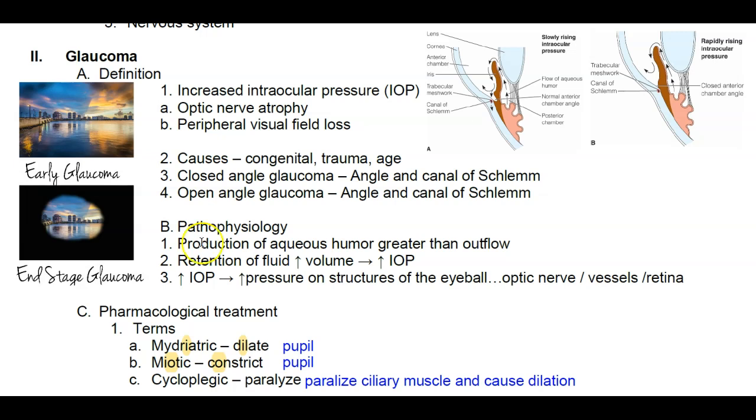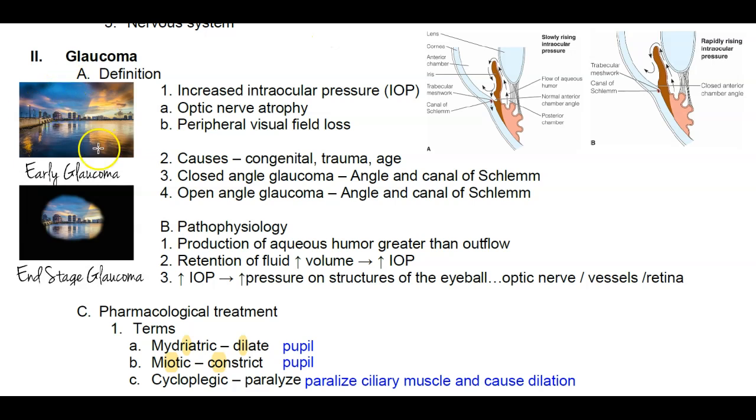So let's talk about glaucoma. Glaucoma is a disease process that affects vision. So how does it happen? This happens because of an increased intraocular pressure. Because of that pressure, it can affect the optic nerve and it causes it to get smaller or atrophy, which causes peripheral visual field loss.